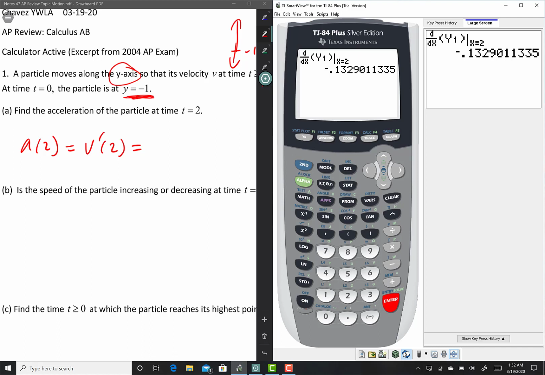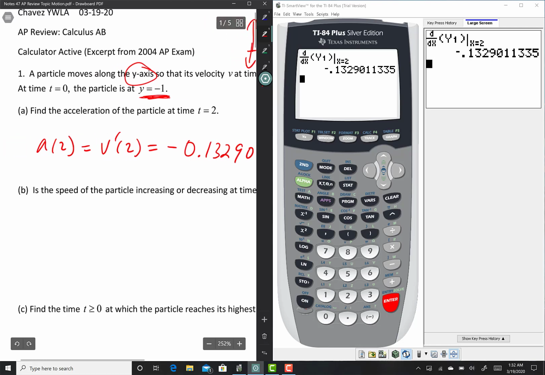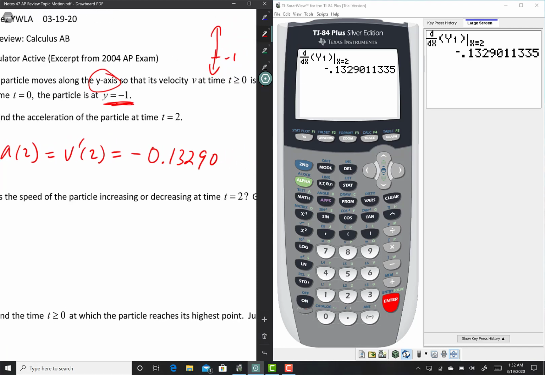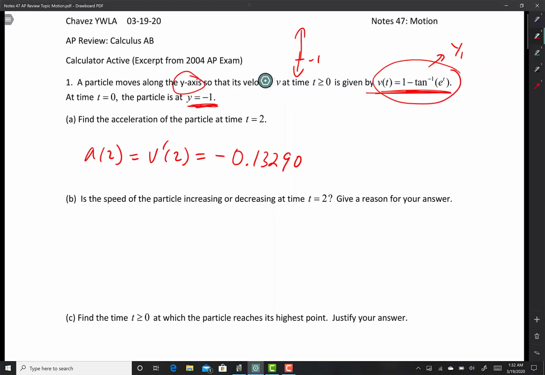And there's my answer, guys. So negative 0.13290. They didn't give me units. So you're fine right there, like so. You can always put more than 3 digits after the decimal, your thousandths place, but you can never put less. If you wanted to type out the whole thing, you could, but we're going to be using this one over and over again, so that's why I decided to do that, guys.